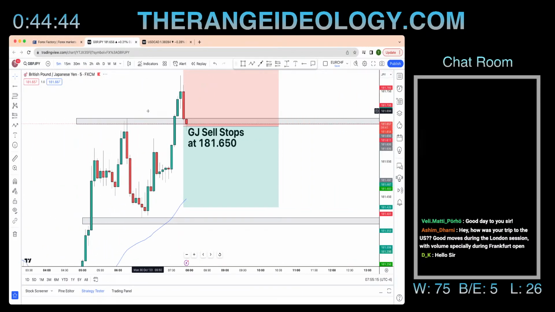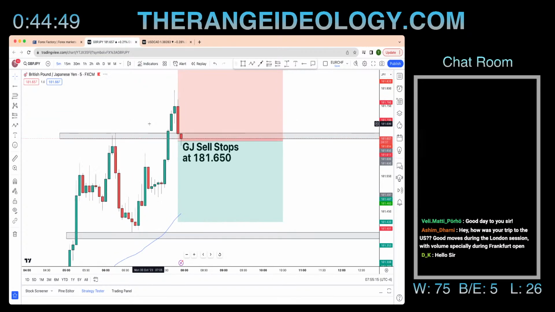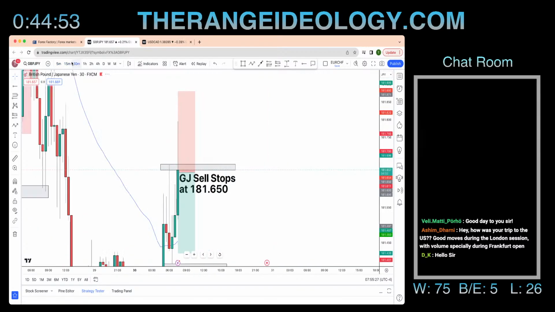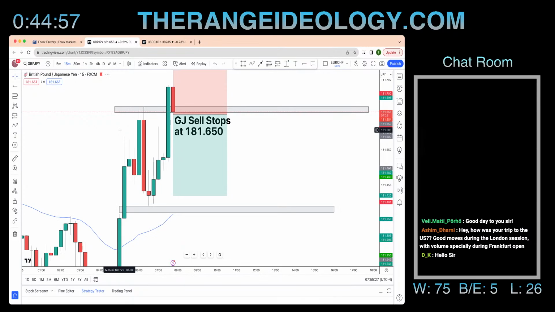No, GJ comes right back. Let's see. Yeah, so guys, this is the only setup right now, and I think that's the only setup I'm going to be taking for today. But let's see. Does it continue that move down, guys? Do we get that TP?